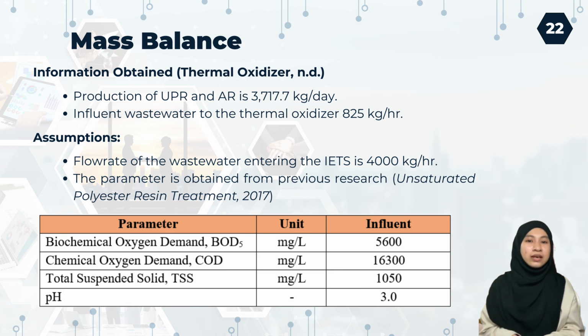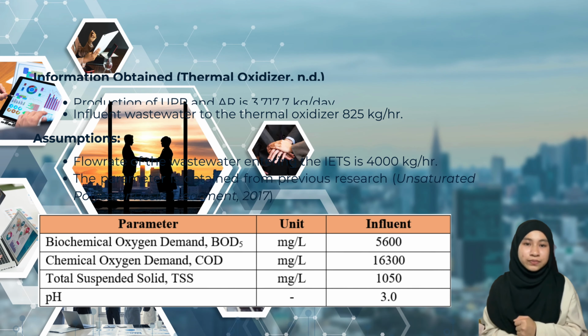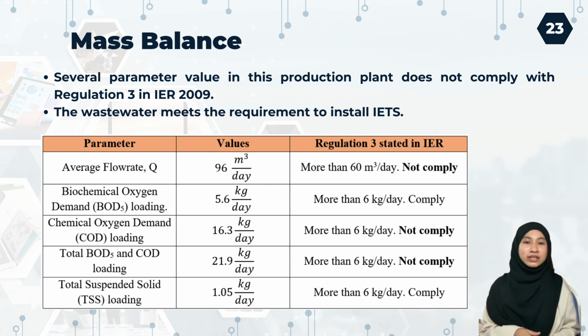The data of BOD, COD, TSS, and pH value in the wastewater is collected from resin industries. The table here shows the parameters and their values obtained, where BOD is 5,600 mg per liter, COD is 16,300 mg per liter, TSS is 1050 mg per liter and the pH value is 3. The summarization of the parameters and their values is shown in the table here.